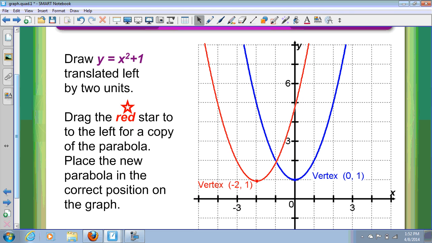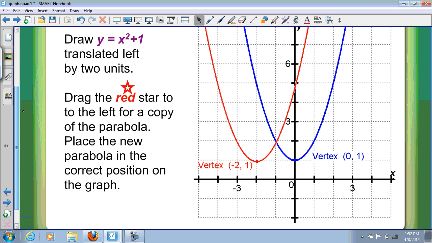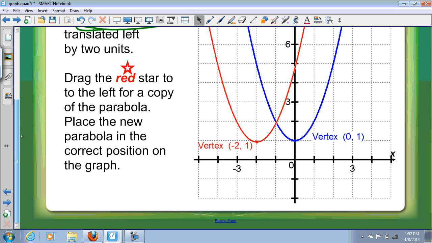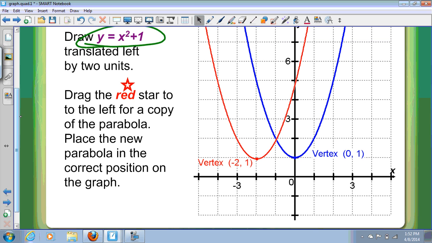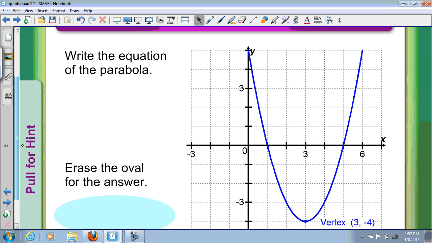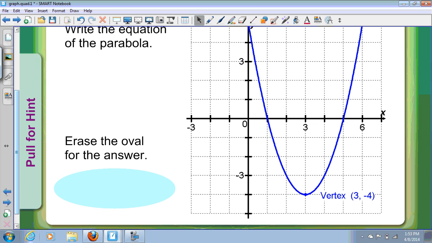There you go. Translated it 2 units left. Now, you'll notice this is where it started. Okay, here's where it is now. We just kept the same points. We just translated it to the left. Okay, let's look at what that does for the equation. So let's write an equation here. Well, we know that moving it down means I've subtracted. So I'm going to subtract 4. But what about the right or the left?